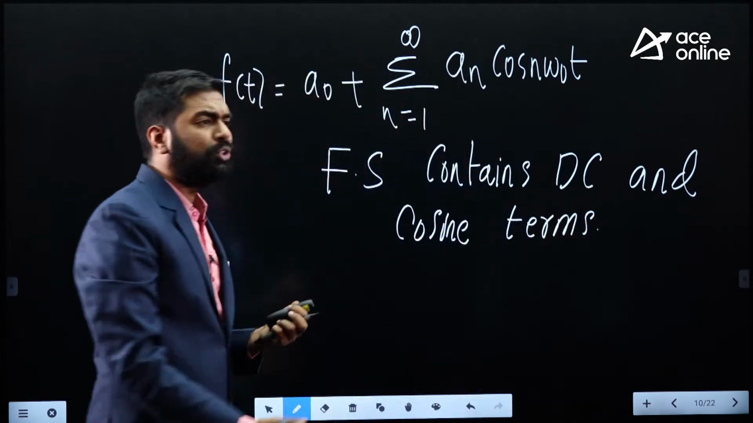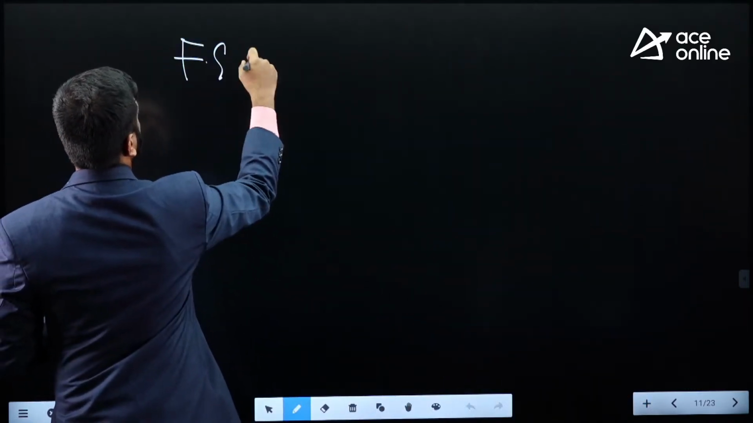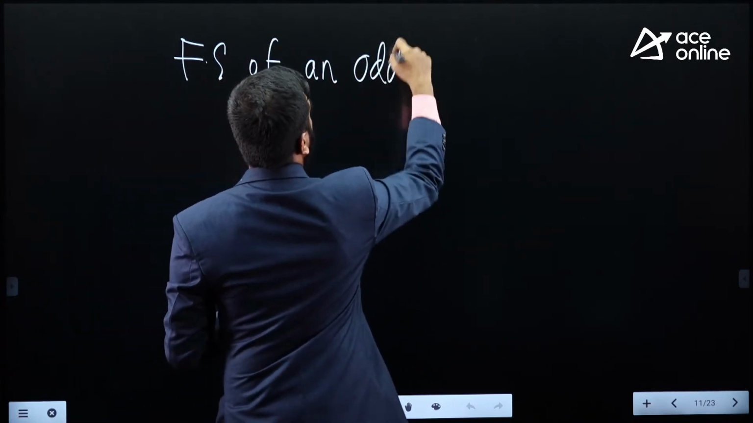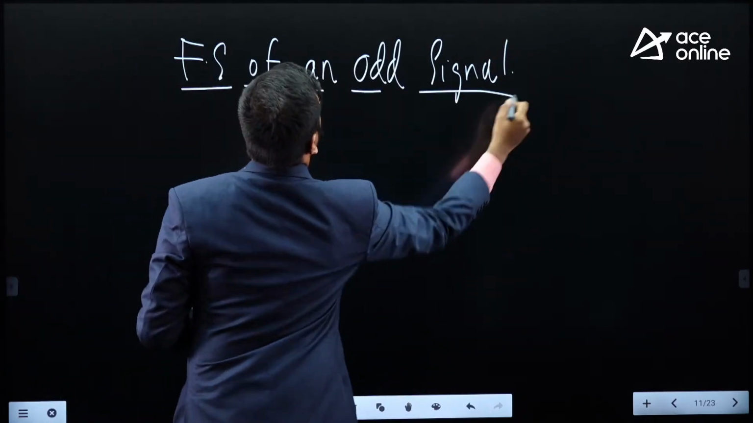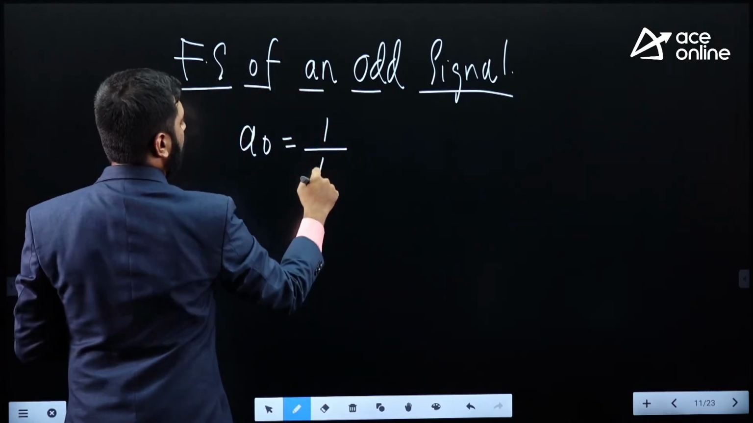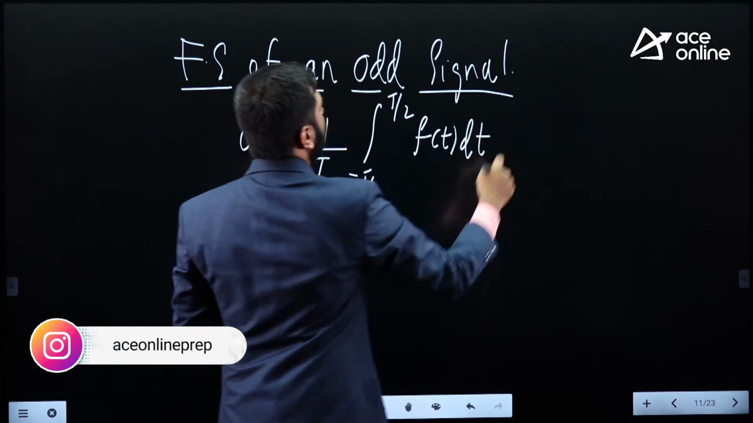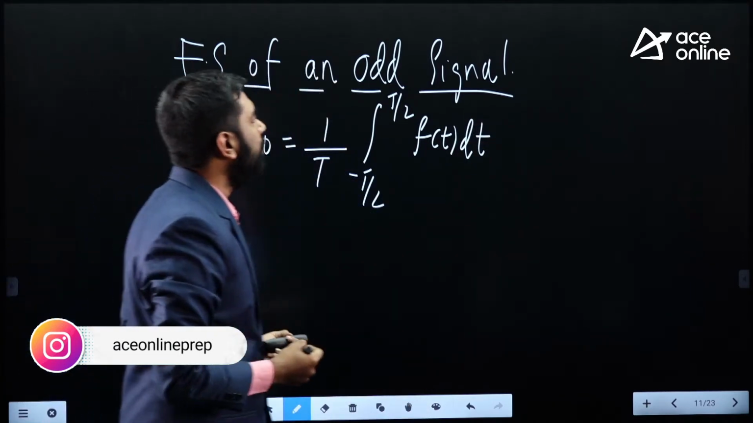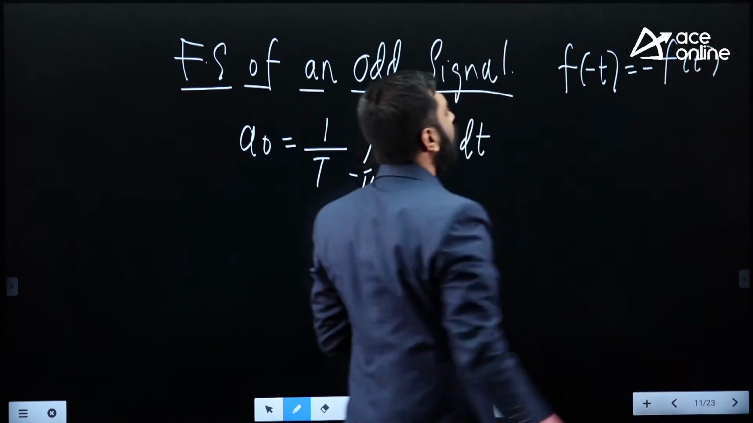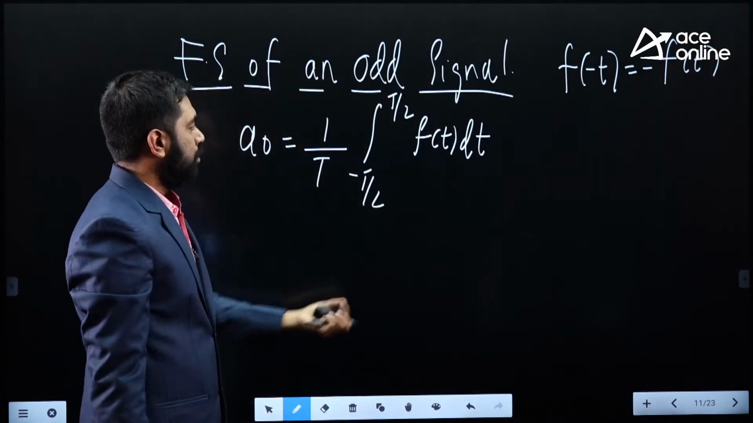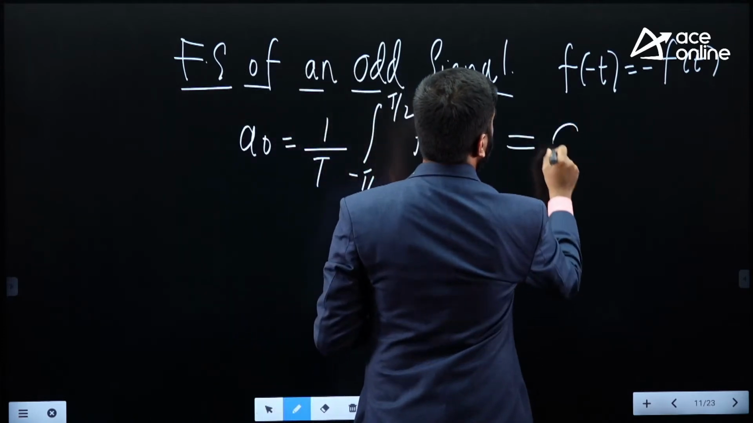What next? Let's look at the Fourier series of an odd signal. Let's quickly see the Fourier series of an odd periodic signal. So let's find a naught, an and bn. What is the expression for a naught? It's 1 by T integral minus T by 2 to T by 2 of f of t dt. Now clearly whatever we have assumed is an odd signal. What do you mean by an odd signal? Any signal which satisfies f of minus t equals minus f of t is an odd signal. You are integrating an odd signal from minus T by 2 to T by 2. Obviously this will give you the answer as 0.